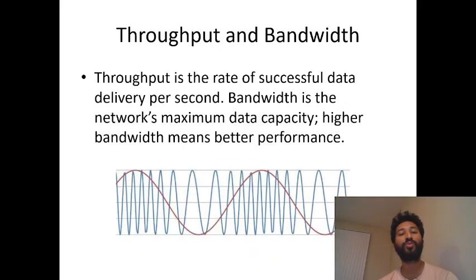And throughput and bandwidth. Throughput is the rate of successful data deliveries per second. Bandwidth is the network's maximum data capacity, and higher bandwidth means better performance. Here you can see the bandwidth and how it works. It is waves, radio signals. I have taken the picture and given it here so anybody can understand. We cannot see the radio waves.